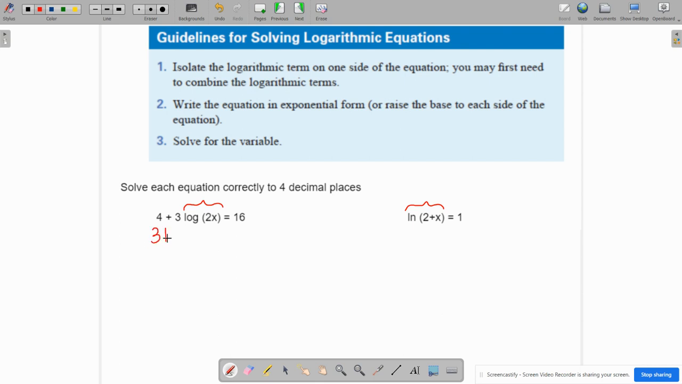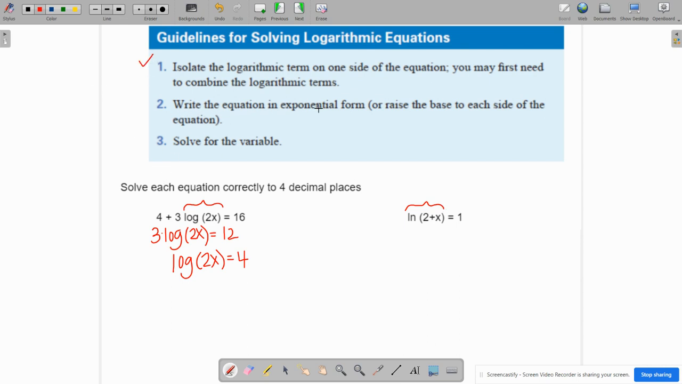So we could say 3 times the log of the quantity 2x equals 12 if we subtracted 4 from both sides. And then that logarithm is still being multiplied by 3. So then we'd want to divide both sides by 3. So we could say that the log of 2x equals 4. And again, over here, this is already set up for step 1.